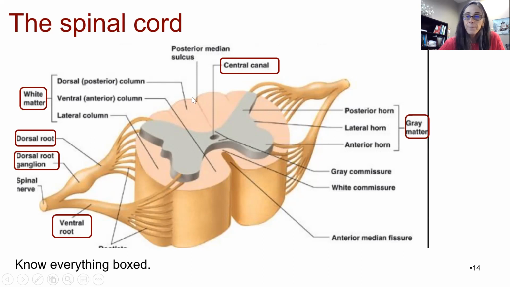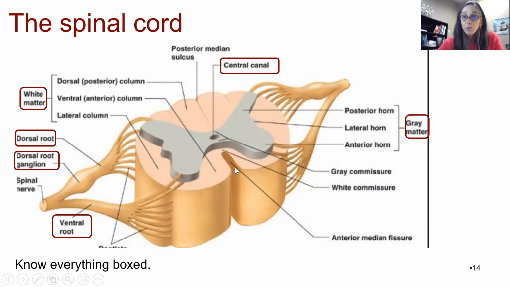Therefore, the opposite side is going to be the posterior side. And so here you have a posterior median sulcus. A sulcus is not as deep or big as a fissure, okay? But that is on the posterior side. Now, looking at it from the anterior side.